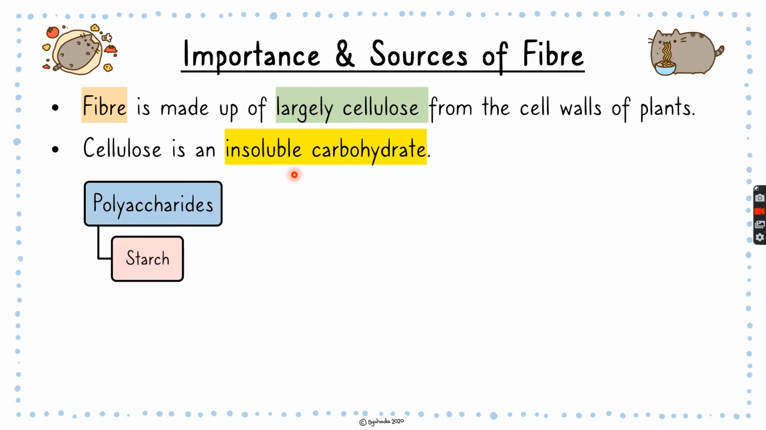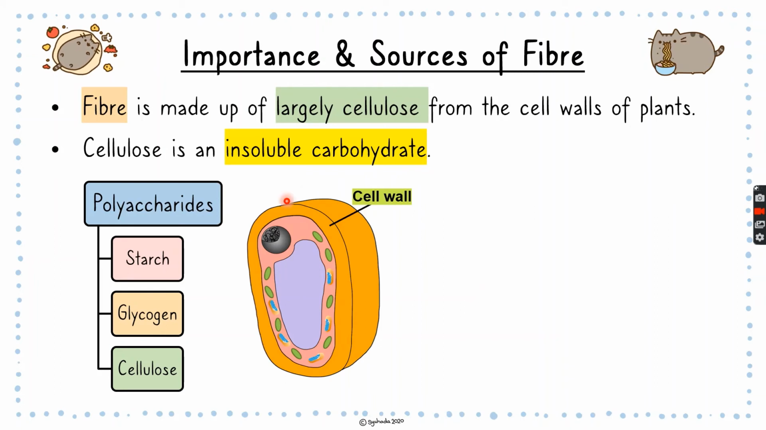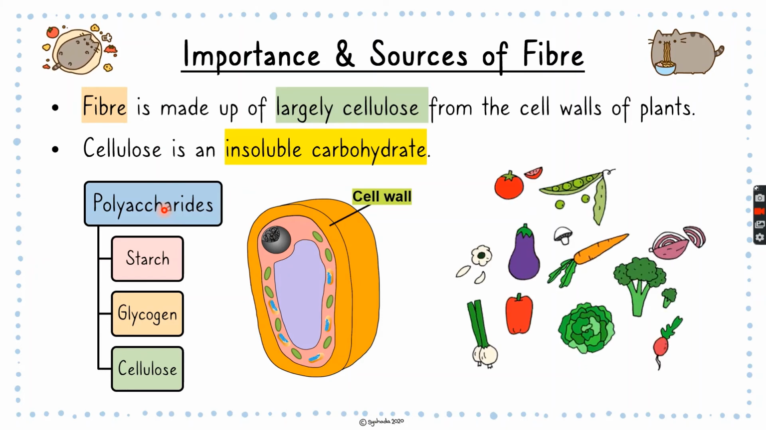You have these things called polysaccharides, remember, which are starch, glycogen, and cellulose. Remember that starch is made up of glucose, and glucose can be converted into cellulose as well. Fiber belongs to this group of carbohydrates, the polysaccharides. The cell walls of plants are made up of cellulose, and you can find this a lot in veggies and fruits.